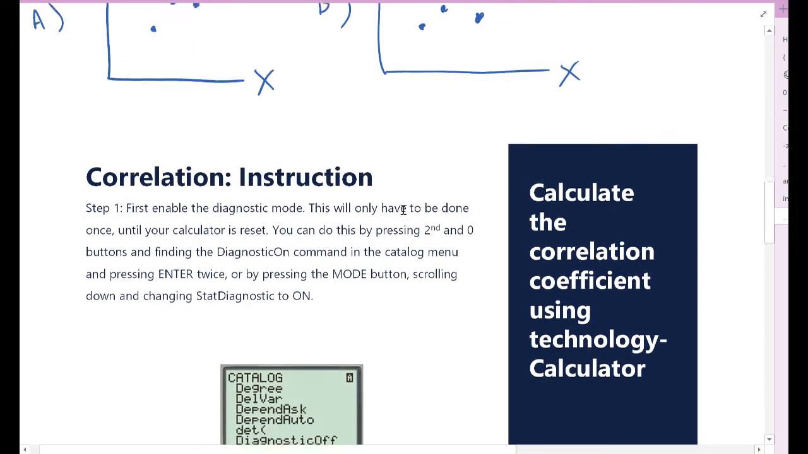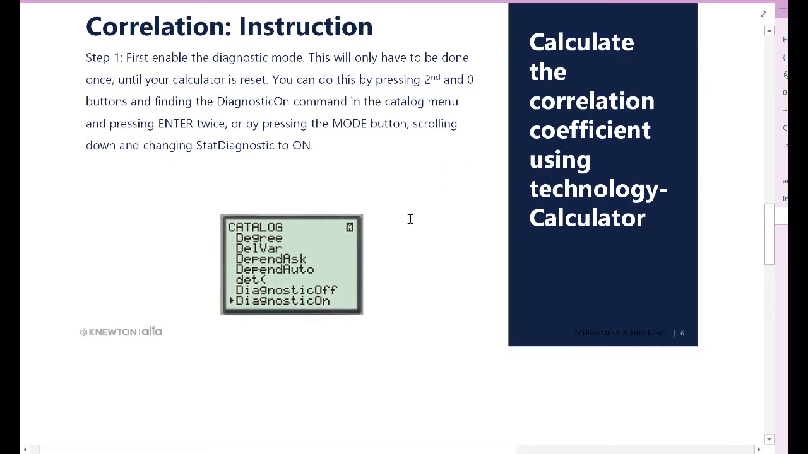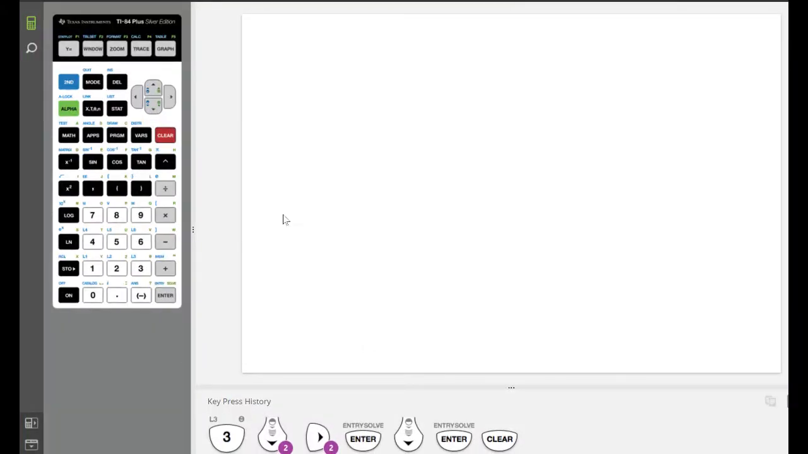R has a complex formula, but allow me to show you a way of calculating R using your TI-83 or 84. The first thing you must do in order to calculate R is enable your diagnostics. And this is the way that you do this. Let me pull up my calculator.